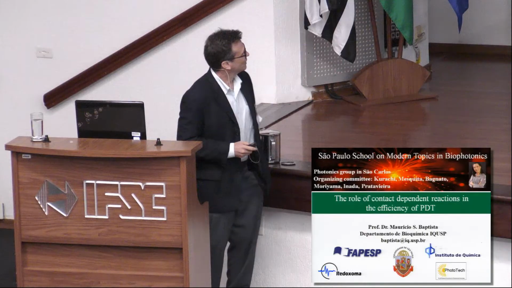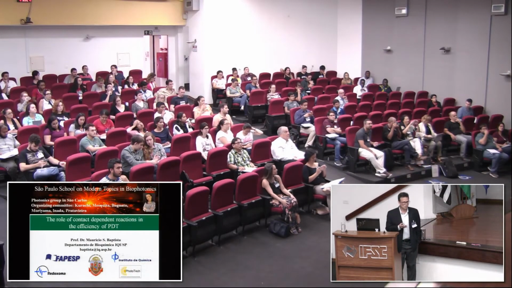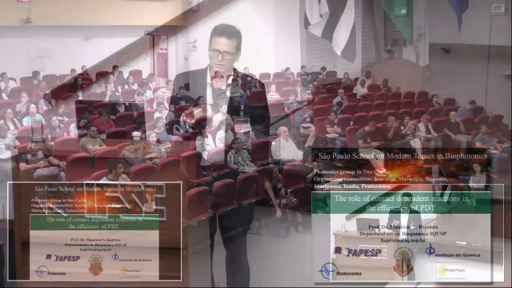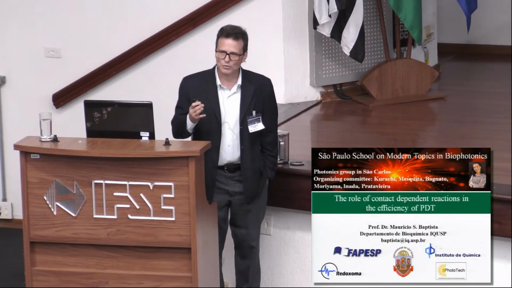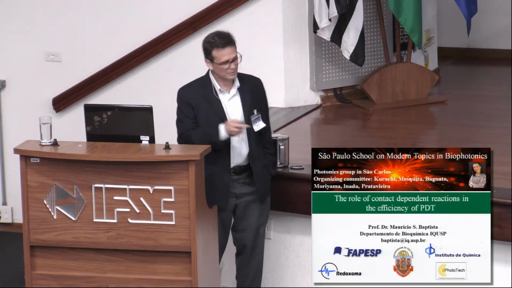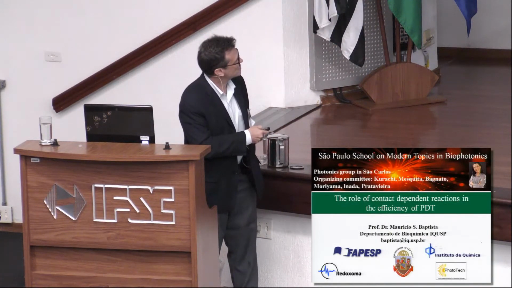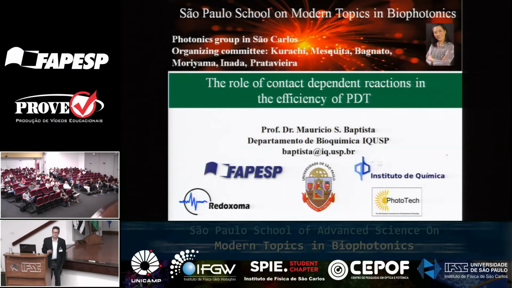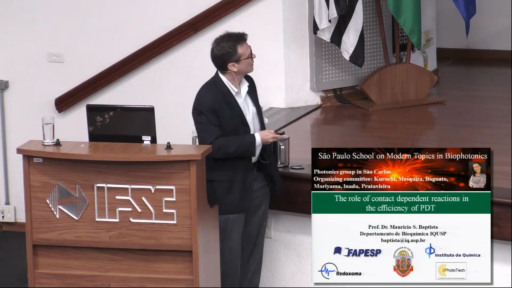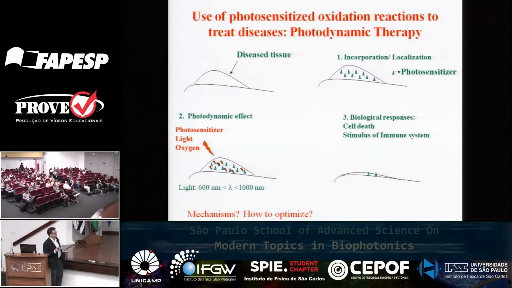Since it's an advanced school, I propose to give a lecture in which we try to give one whole message. The idea is to at least first define what these content-dependent reactions are and why we think they are so important to real outcomes in PDT. We are talking about treating disease, mostly proliferative disease, cancers or infections, with light, using a pigment that absorbs light and does a lot of chemistry and biology.